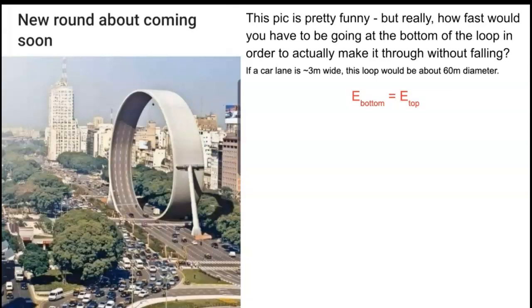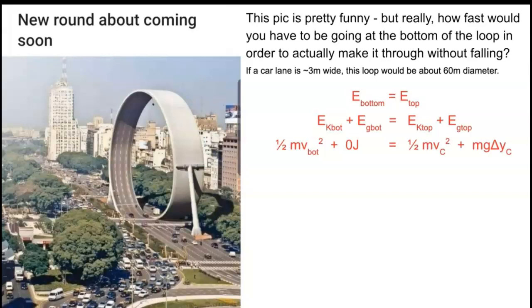I'm going to solve this with a little bit of conservation of energy. I'm going to say that the energy at the bottom of the loop is kinetic, and at the top of the loop it's going to be gravitational but also kinetic. So my gravitational potential energy at the bottom will be 0. So 1/2 m v bottom squared, and v bottom is what I'm looking for, equals 1/2 m v top squared plus mg delta y at the top.